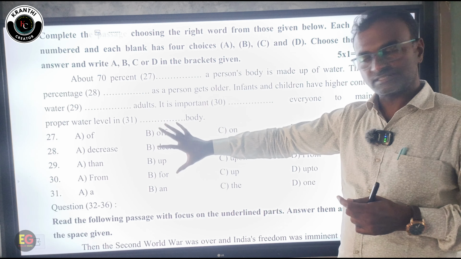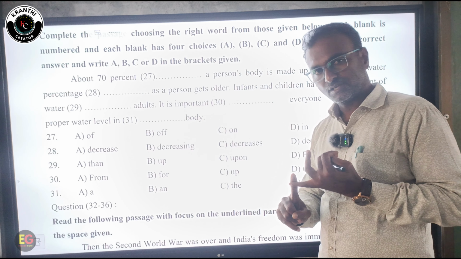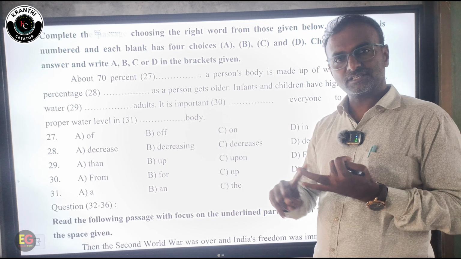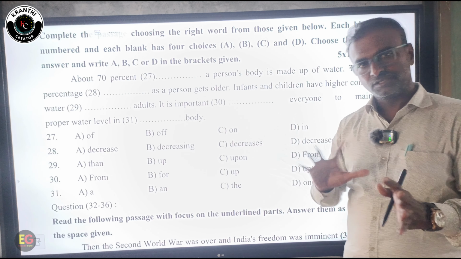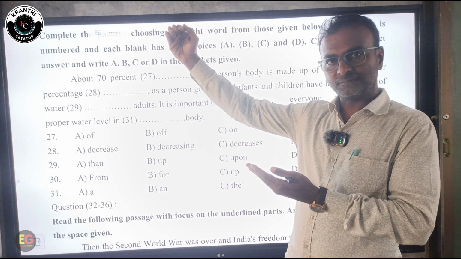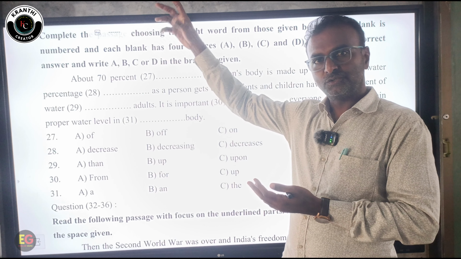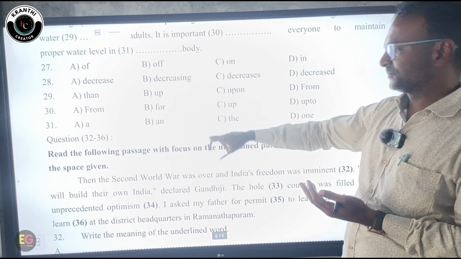So among these answers in the closed test, one is given in the area of prepositions, one is at least from conjunctions, or one is from articles, or one is from verb forms. So please keep in mind all the areas which are helpful in editing. If you are good at editing, you can easily score marks here in the area of closed text.